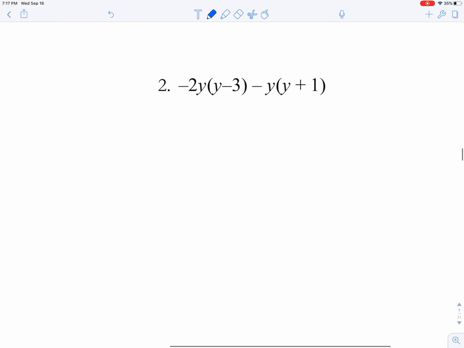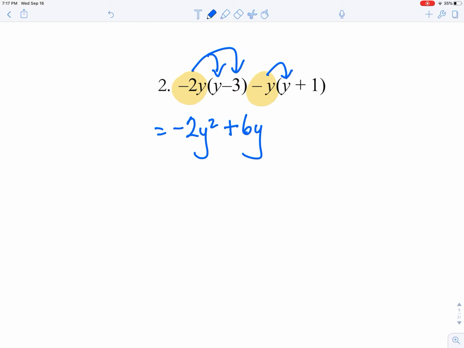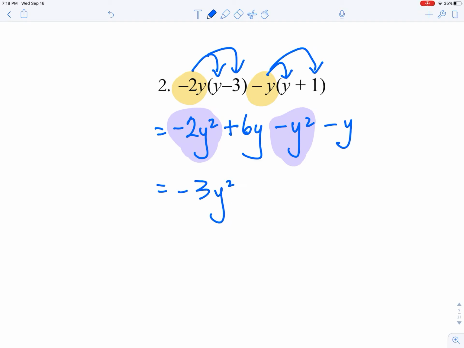Question 2. I'm going to distribute the minus 2y, and then I'm going to distribute the minus y. And I'm going to be careful with minus signs. So minus 2y times y gives me minus 2y squared. Minus 2y times minus 3 gives me plus 6y. Minus y times y is minus y squared. Minus y times 1 is minus y. So collect like terms. Minus 2y squared minus another y squared gives us minus 3y squared. Plus 6y minus y just gives me plus 5y.